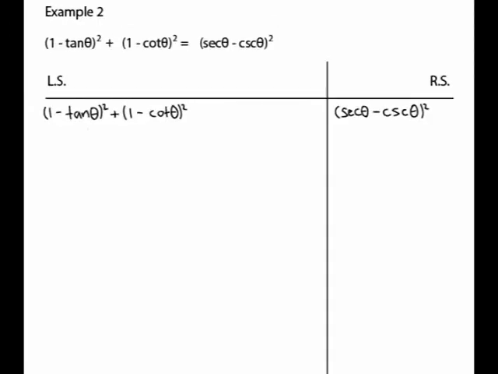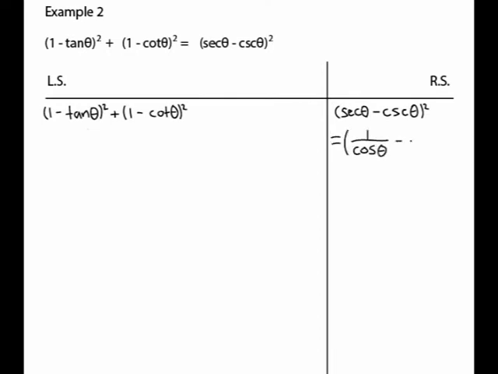For the second example, the question asks you to prove that bracket 1 minus tan theta end bracket squared plus bracket 1 minus cotangent theta end bracket squared is equal to bracket secant theta minus cosecant theta end bracket squared. The right side seems easier to simplify, so you would start there.